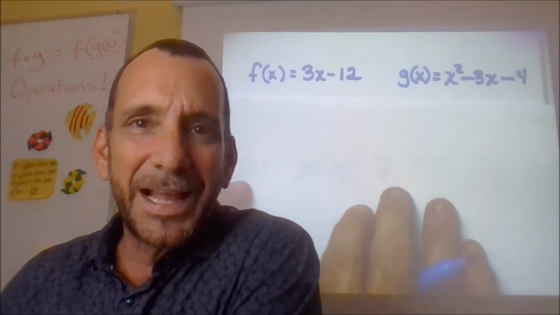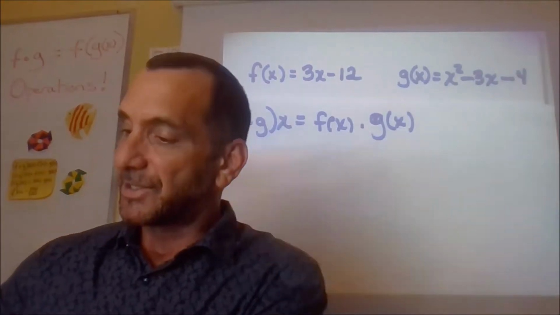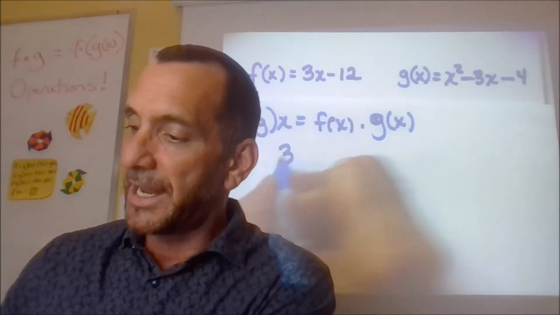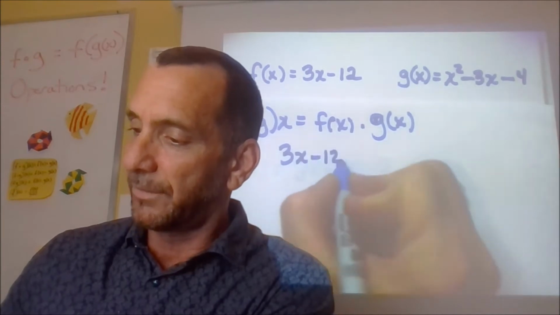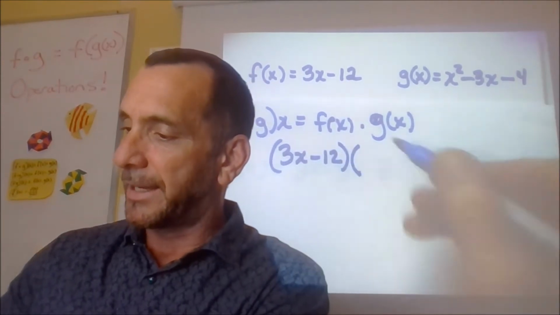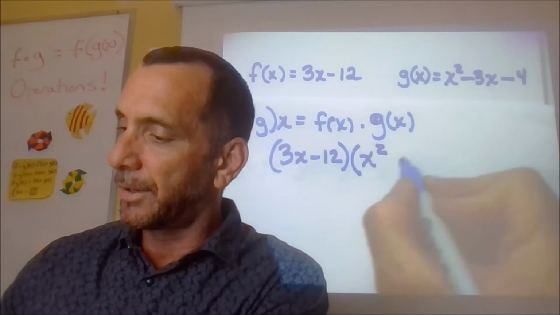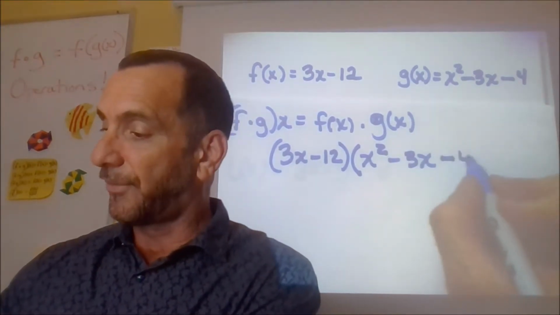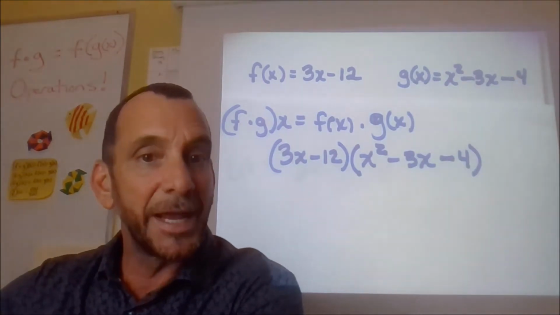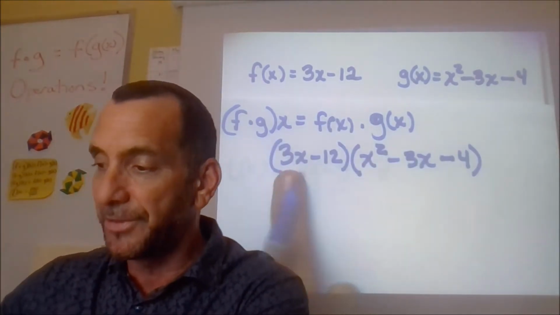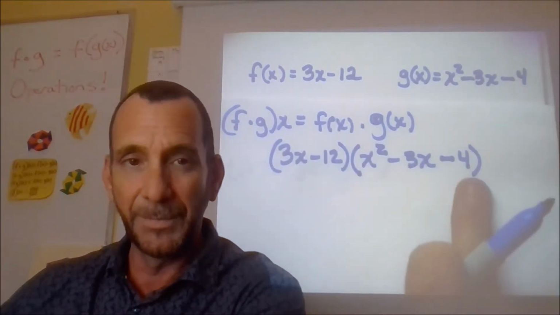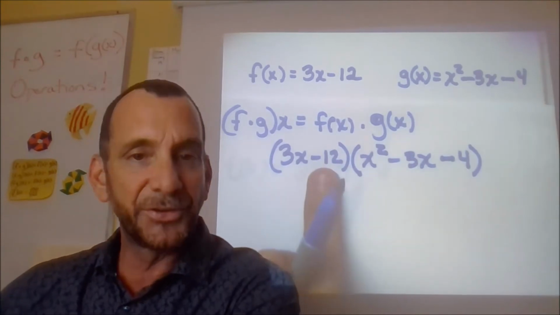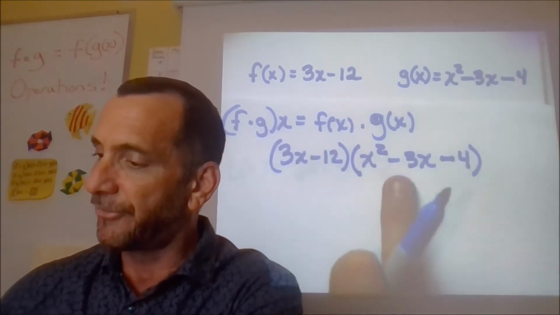Want to multiply the functions? So we're going to take 3x minus 12, and we're going to multiply it by x squared minus 3x minus 4. Now this is where we have to distribute. We distribute the 3 to every term, and then we distribute the negative 12 to every term.